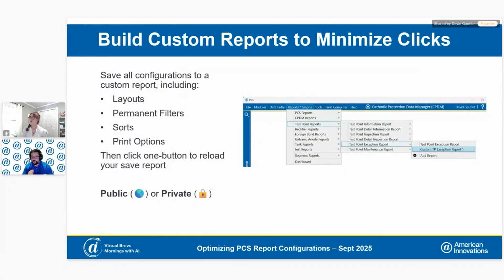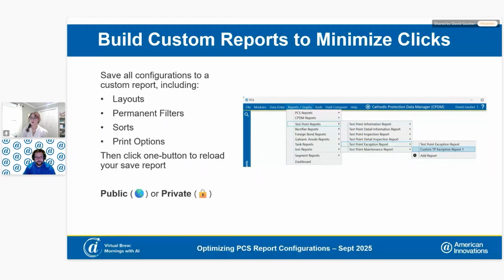These can be public themes or they can be private as well. So public means everyone who has access to that PCS database can view and utilize that report, but only admin can make changes to it. Private means only the user who's logged in, so me, only I can see it, only I can use it, only I can make changes to it, right?